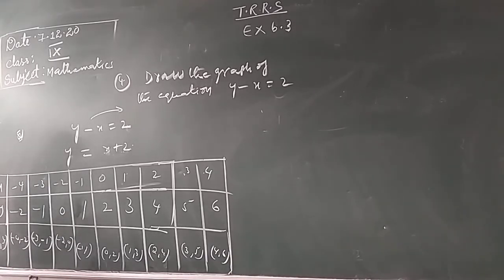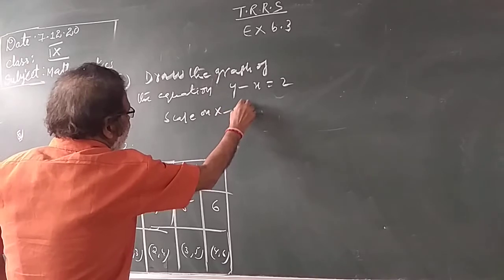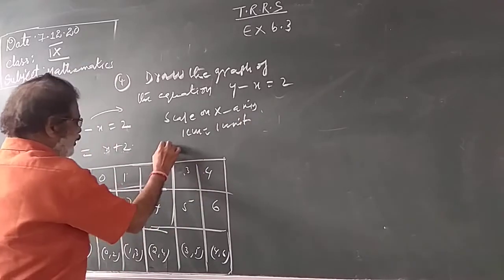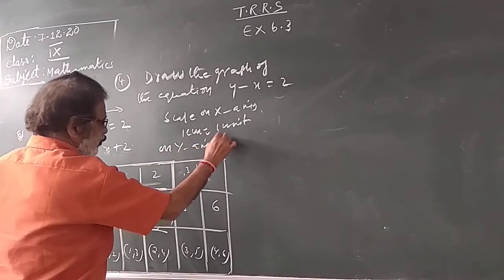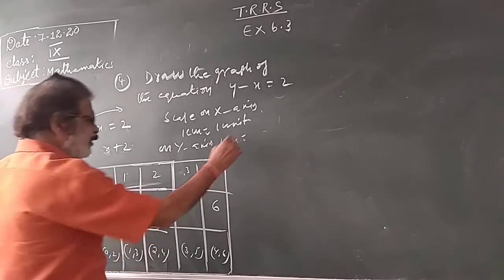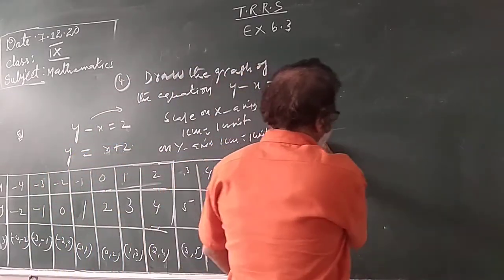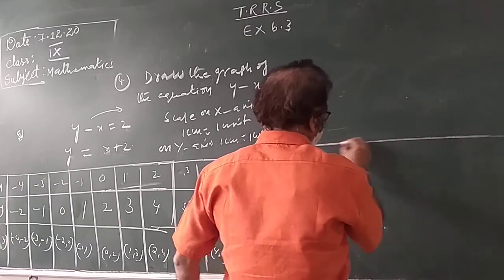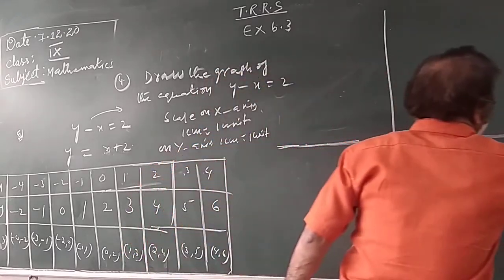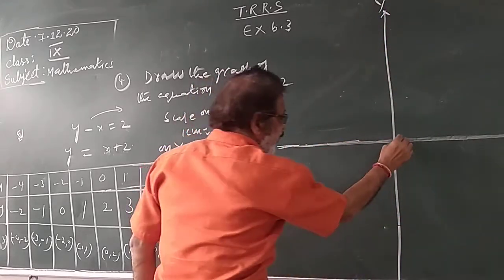Here you take the scale: on the x-axis 1 centimeter equal to 1 unit, and on the y-axis 1 centimeter equal to 1 unit. The highest value of y here is 6. In the horizontal plane of the graph sheet, this is the x-axis and this is the y-axis. The meeting point of the x and y-axes is the origin.